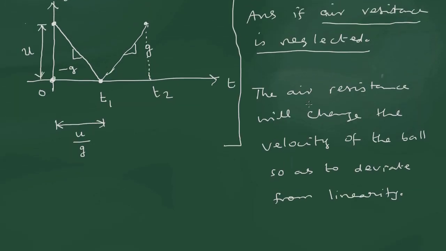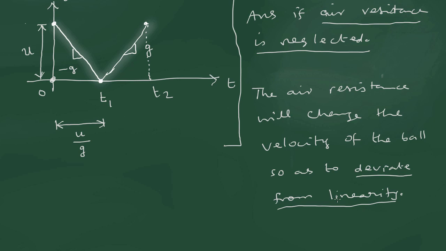Let me tell you once again. If the air resistance is neglected, you don't have to worry about the deviation from linearity. You maintain your linearity. Linearity means a straight line behavior. Whatever line you have drawn here is a straight line, a perfect straight line. This is called linear behavior, or linearity. So deviation from linearity is neglected, which means perfect linearity is maintained.